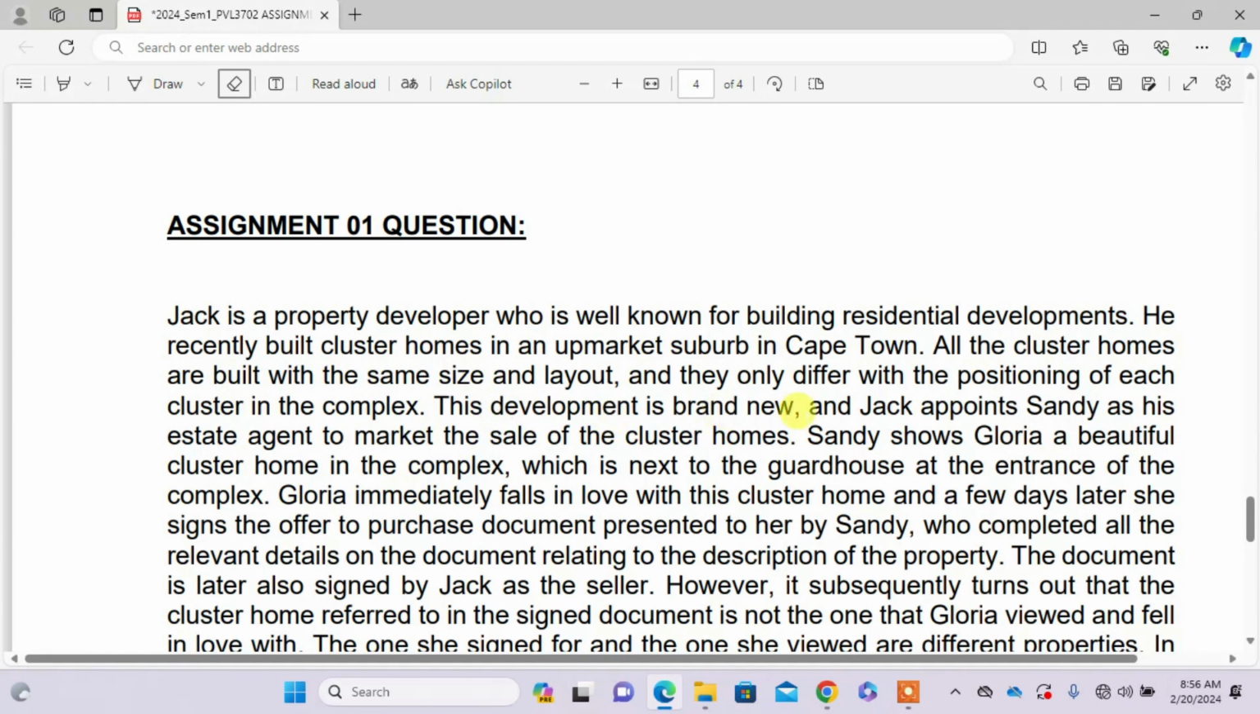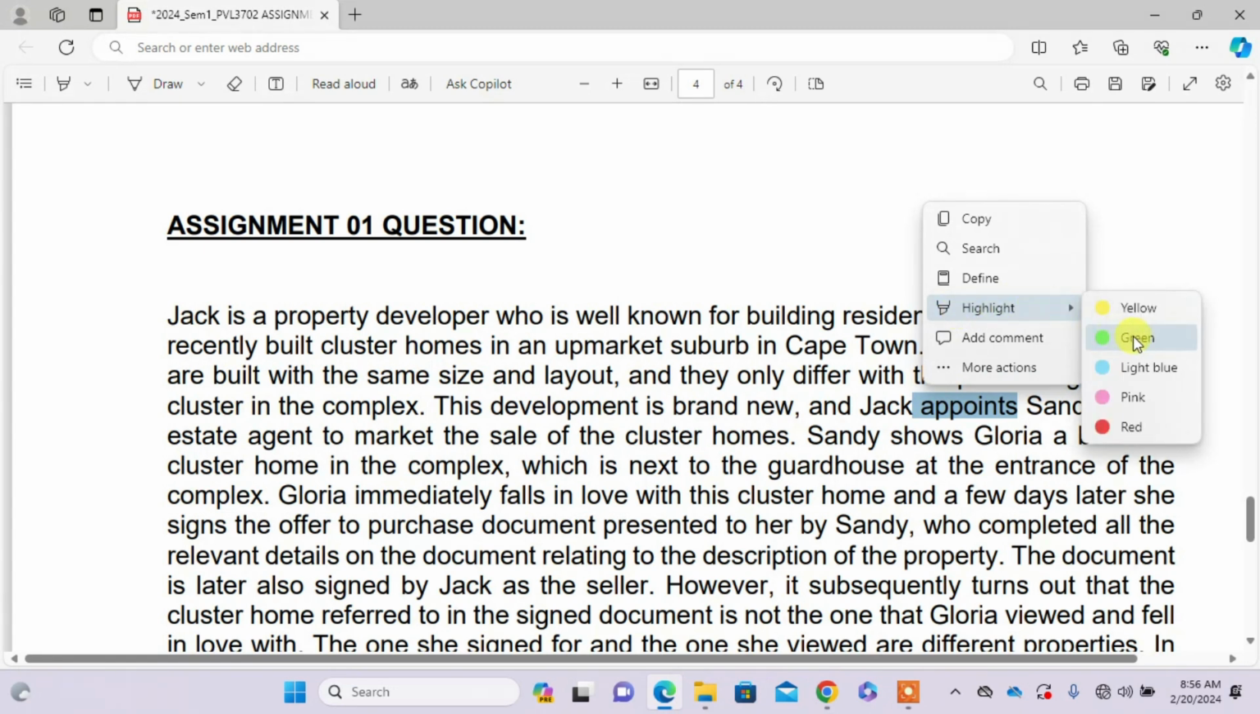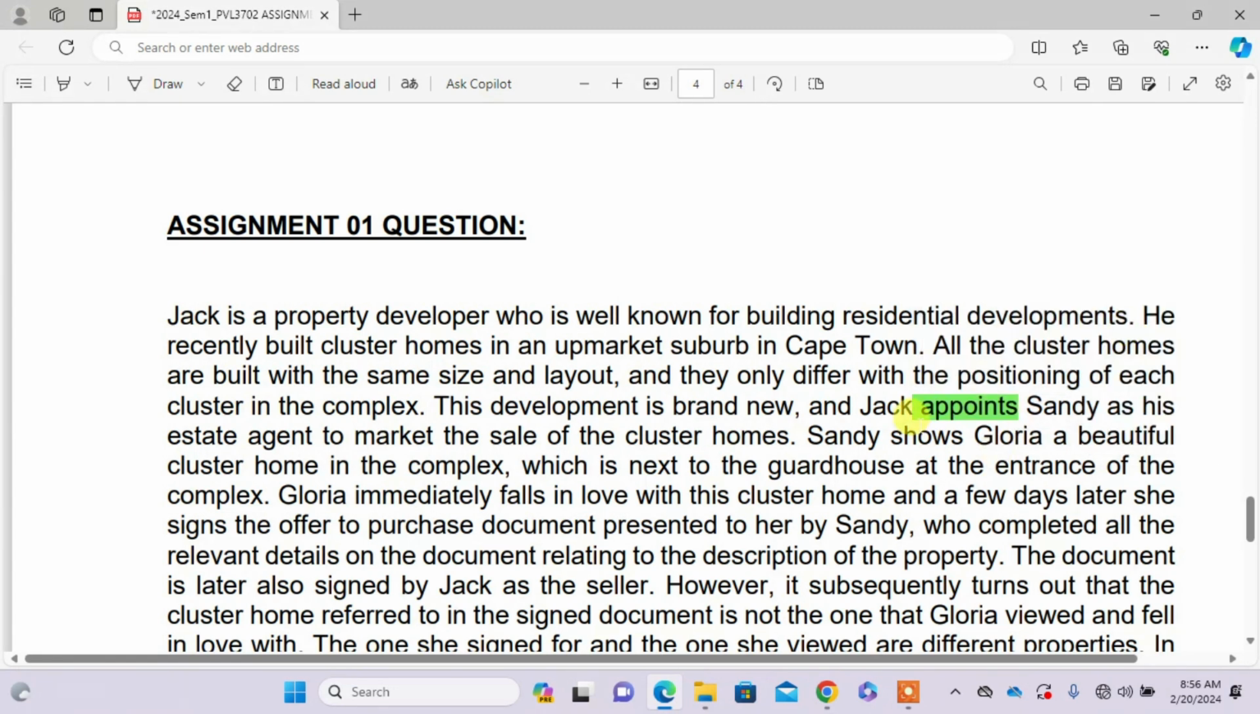This development is brand new, and Jack appoints Sandy as his estate agent to market the sale of the cluster homes. Let's highlight this one in green to show that Jack has given a green light to Sandy to act on his behalf. So now we have Sandy acting on behalf of Jack to market the sale of the cluster homes.